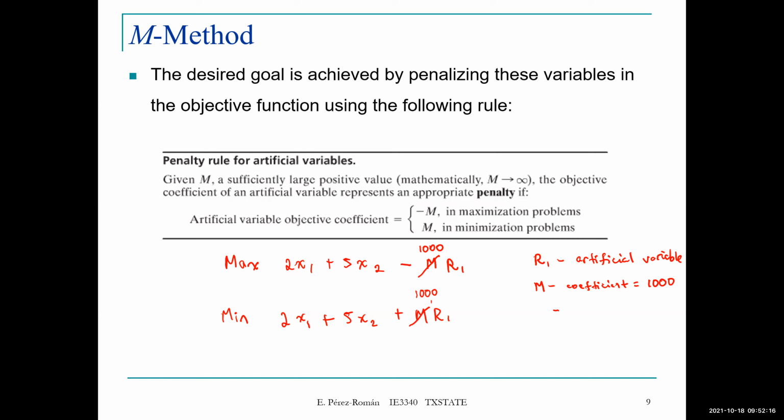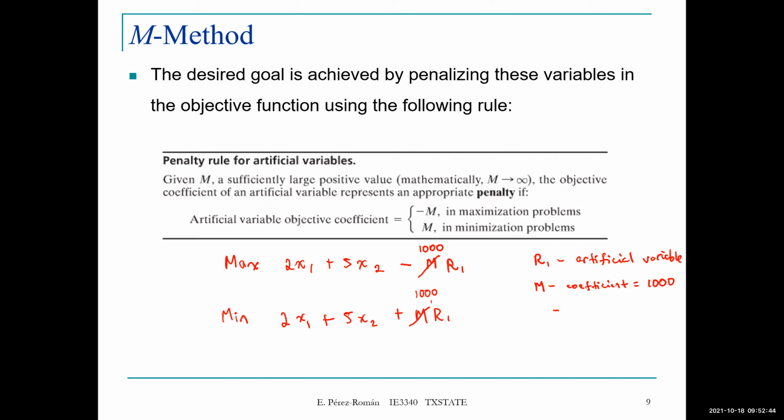Since you are maximizing, if you have a very large negative value here, you are going to force that artificial variable to be zero at the end of the solution, because you don't want that to impact your maximization objective. If this is equal to 1, this is going to be minus 1,000. That's going to have a big impact, because if you're trying to maximize your profit, you don't want to subtract 1,000. So that's why you're forcing these artificial variables to be zero.